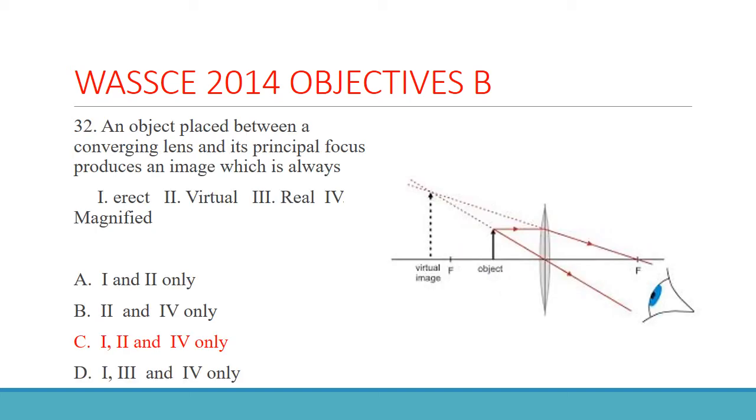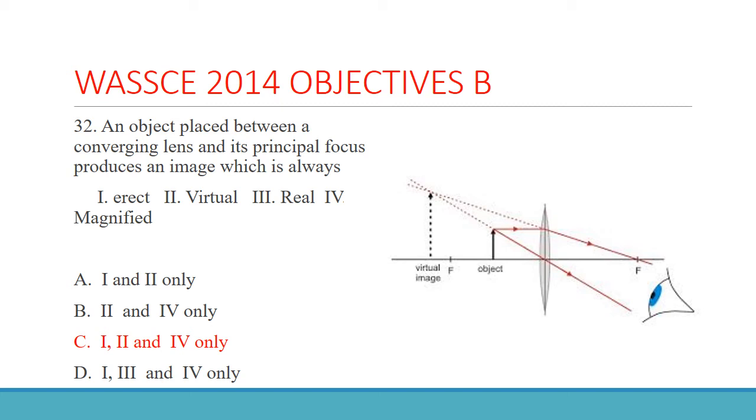32. An object is placed between a converging lens and its principal focus. The image produced is always what? Erect, virtual, real, or magnified. So we have a converging lens. A converging lens is a lens that would converge an image, making it meet at a point. It brings the light rays together to meet at a point. Now the principal focus of any lens is where the light rays, after they have been refracted through the lens, meet.